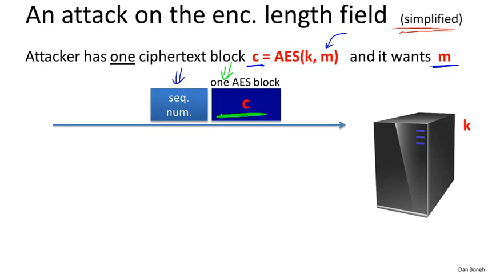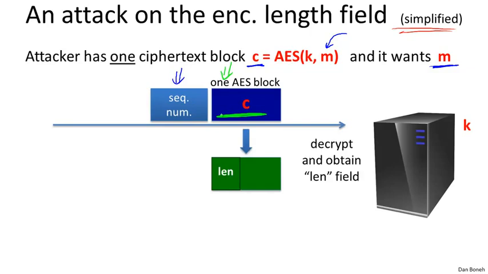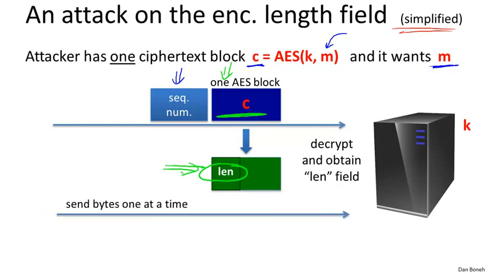Now what is the server going to do? The server is going to decrypt the first few bytes of this first AES block, and it's going to interpret the first few bytes as the length field of the packet. The next thing that's going to happen is the server is going to expect this many bytes before it checks that the MAC is valid. And so the attacker is going to feed the server one byte at a time. So the server will read one byte and then another byte and then another byte.